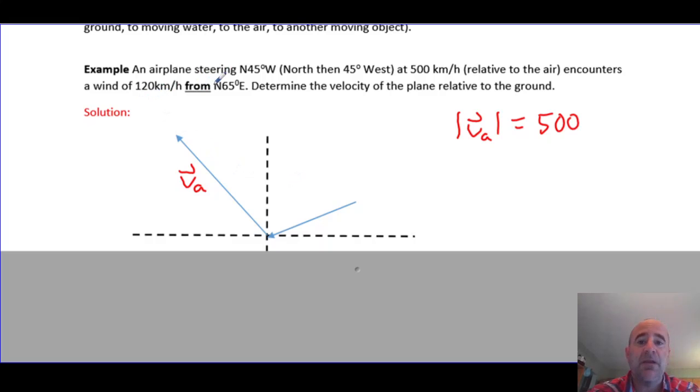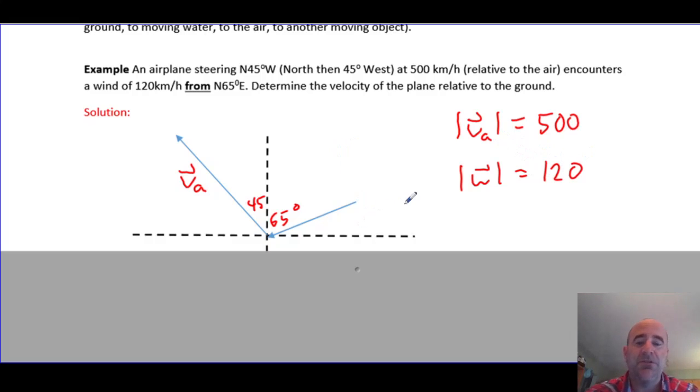Winds directions are often given with the direction that they come from. For example, a west wind actually is traveling east. The wind is coming from the west. This wind is coming from north 65 degrees east, N65E, which means think about going north and then a direction 65 degrees east. So this angle here is 65. I forgot to write the other one, which would be 45 degrees. And we'll use W for the wind vector. The wind vector has a magnitude of 120.